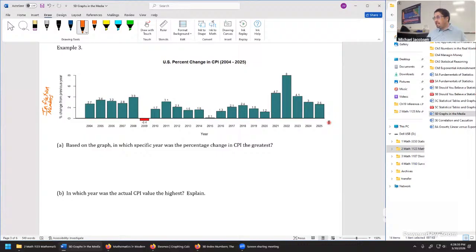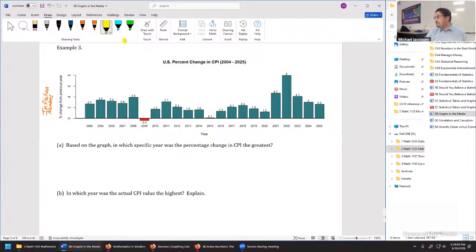Okay. Again, the thing that's new about this is it's a bar chart just like the prior example, but one new thing is we have a negative directionality that is possible for this kind of display. And also the values here are percents this time. So that's the next major thing we're going to have to think about when we analyze the information in this graph. It starts off by saying, based on this graph, in which specific year was the percentage change in the CPI the greatest? And that was not too bad. We're looking for the greatest percentage change in the CPI. We're just looking at the highest value.